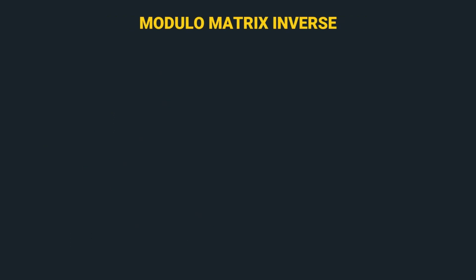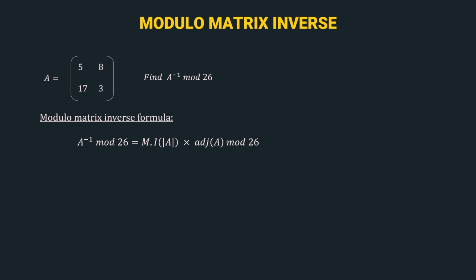Finally, let's see how to calculate modulo matrix inverse. Let's take an example. Here we have a matrix A, which is a 2 cross 2 matrix as shown, and we need to find the A inverse mod 26. The formula for the modulo matrix inverse is as follows. A inverse mod 26 is equal to the multiplicative inverse of the determinant of matrix A into adjoint of A mod 26, where the adjoint of matrix A is equal to the determinant of matrix A into inverse of matrix A. Note here that A inverse represents the normal inverse and A inverse mod 26 represents the modulo inverse.